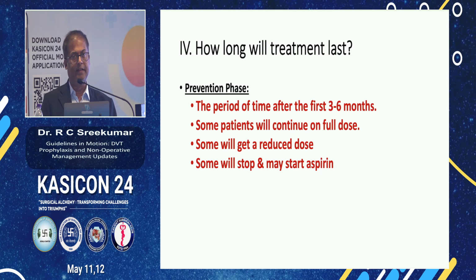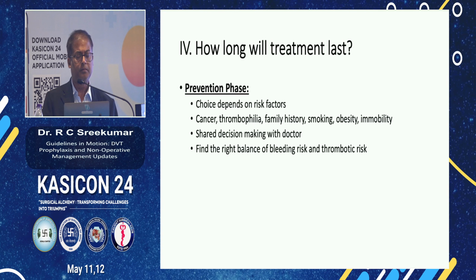The prevention phase is usually after 3 to 6 months, and some patients may have to continue, some patients may not be keen on it because of various reasons, and in some patients we can reduce the dose. If you start any drug on a full dose, you can make it half the dose during this prevention phase. So that should be discussed with the patient. Some patients may not be happy with long-term anticoagulation treatment because of various factors, so that has to be discussed. The choice depends on the patient's risk factors, job, education, and affordability. There are many factors, but that should be informed to the patient in advance.